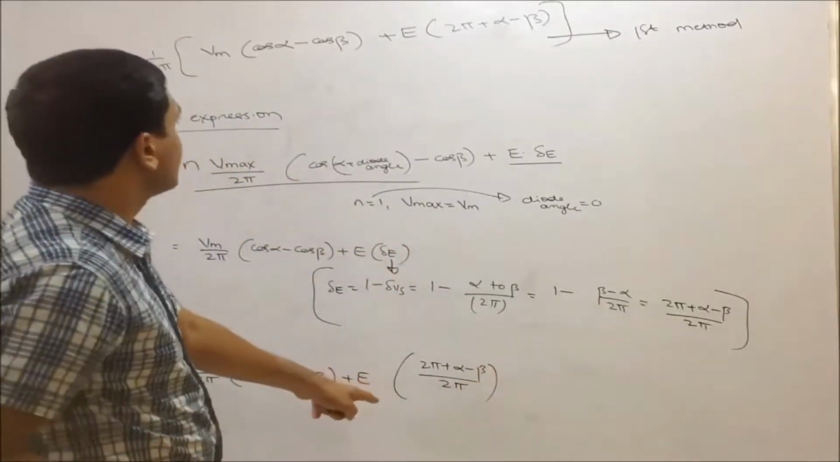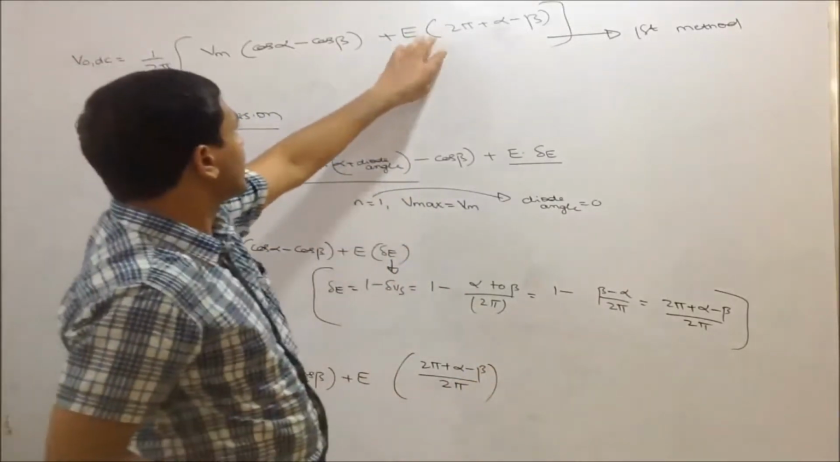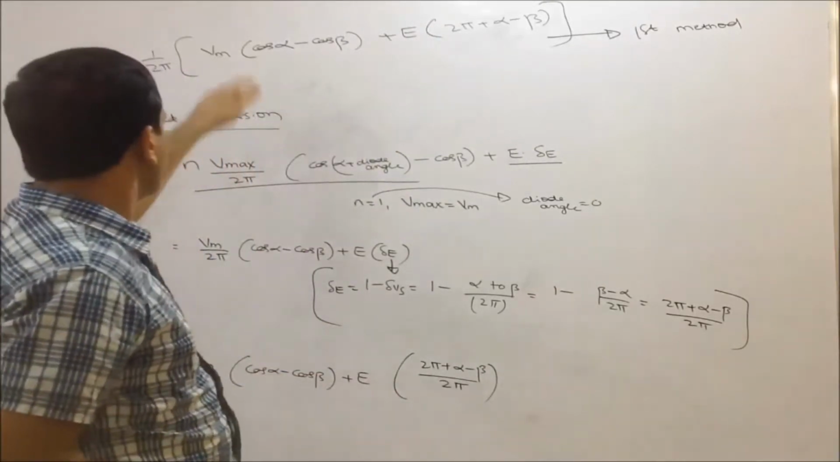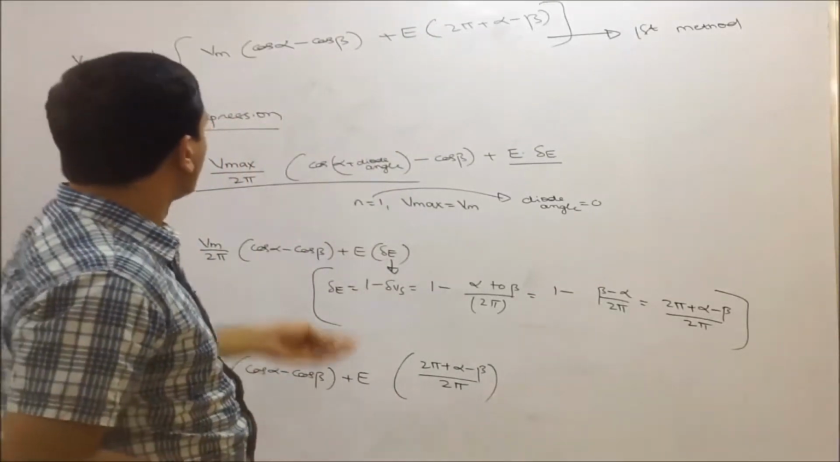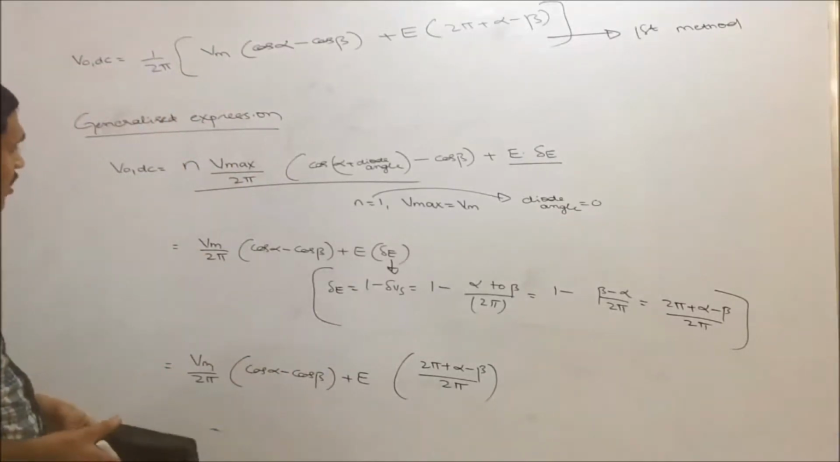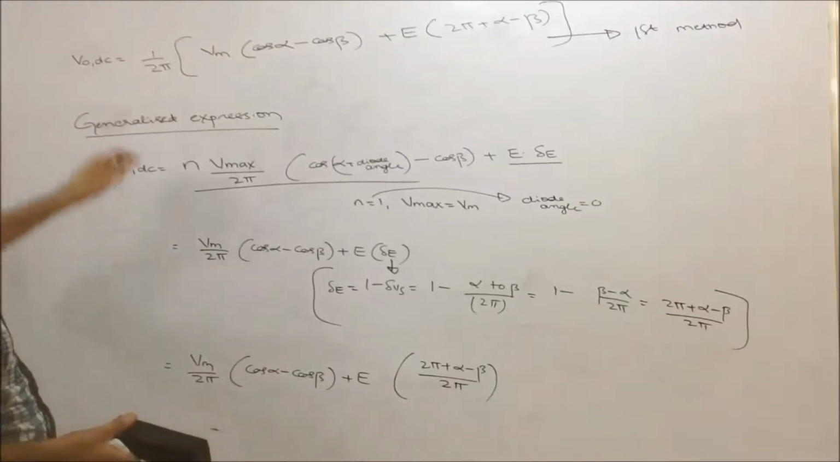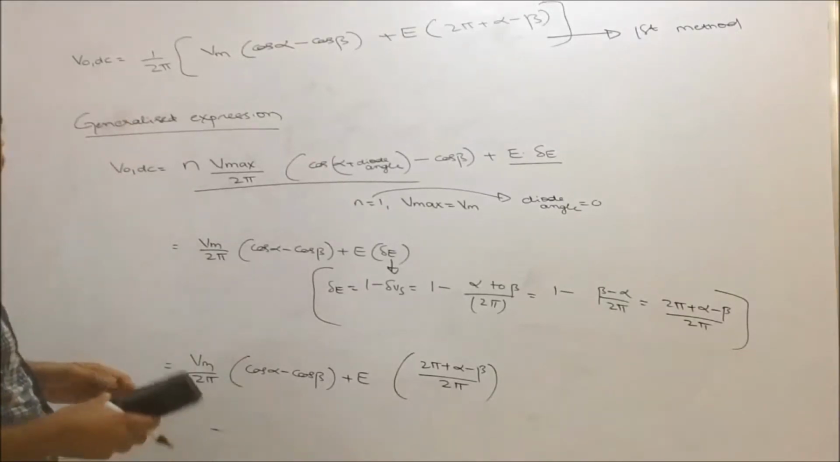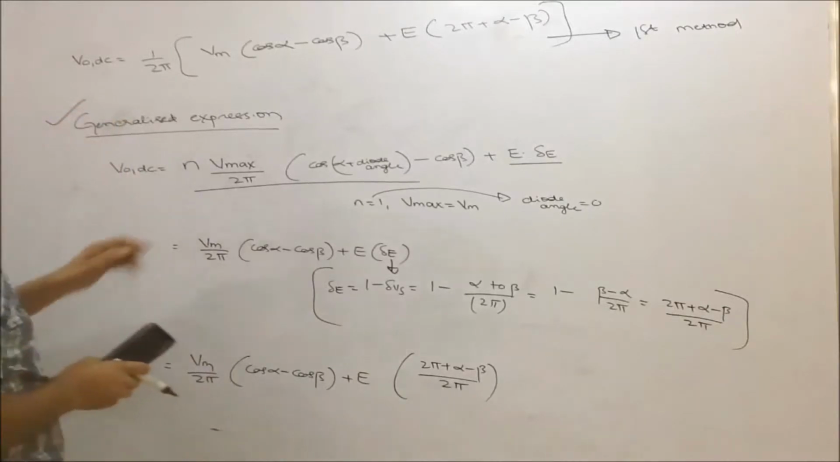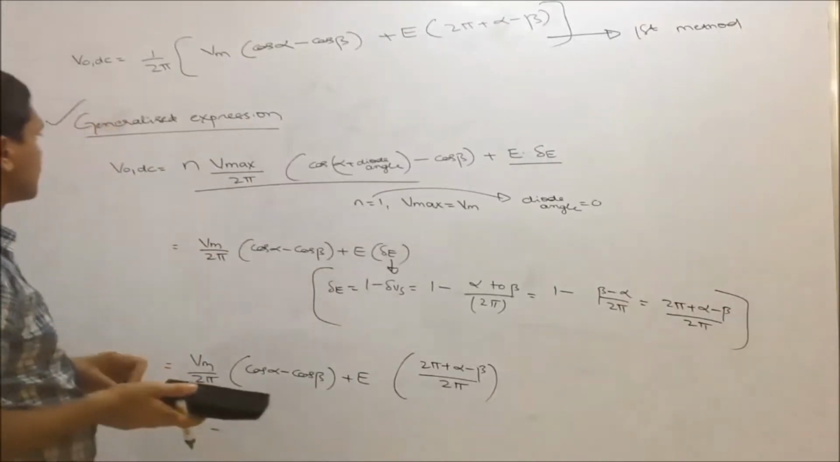So the same thing I have got here also. This 2 pi is common to even E. So both the methods are giving the same value. But it is easier to calculate through the generalized expression. Directly you write and then you make the substitution.